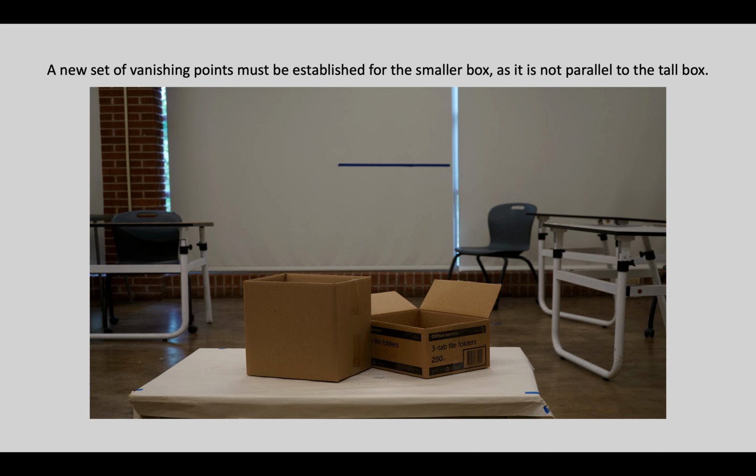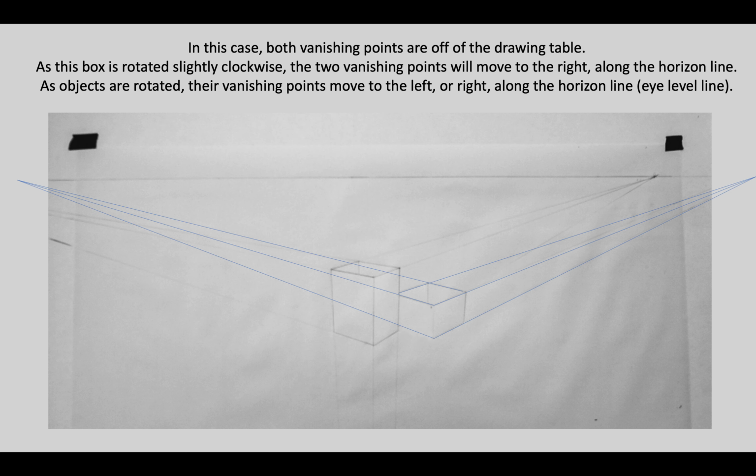So we have 2 boxes, not 1. We need a new set of vanishing points to establish the other box on the paper. That other box deliberately is not parallel to the first box. If I set the 2 boxes so they were lined up with each other, parallel to each other, I could have used one set of vanishing points for both of them. But I did it this way because I wanted to talk to you about a second set of vanishing points.